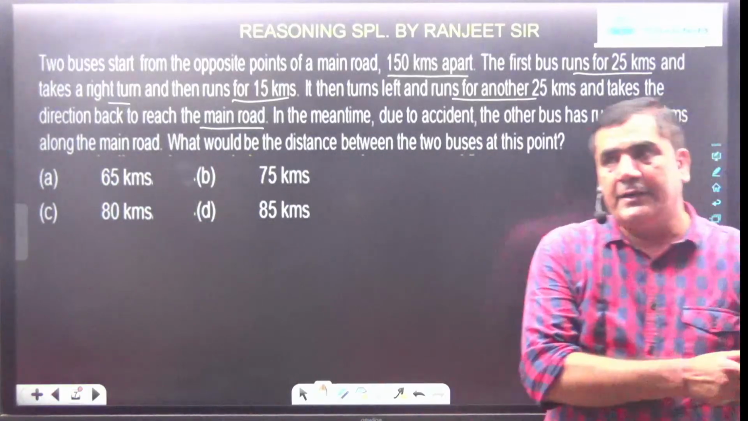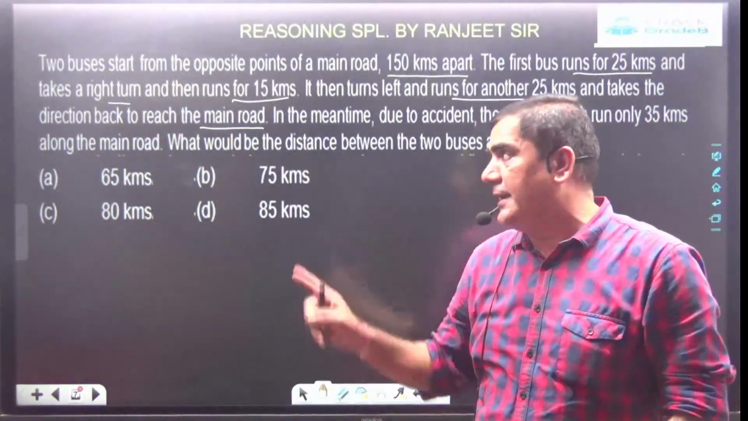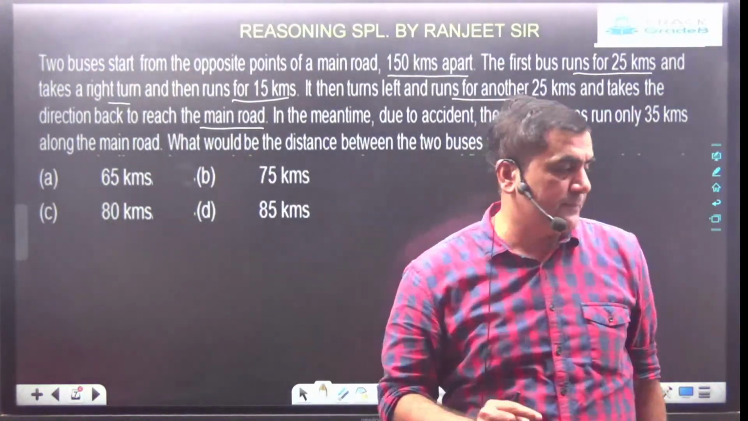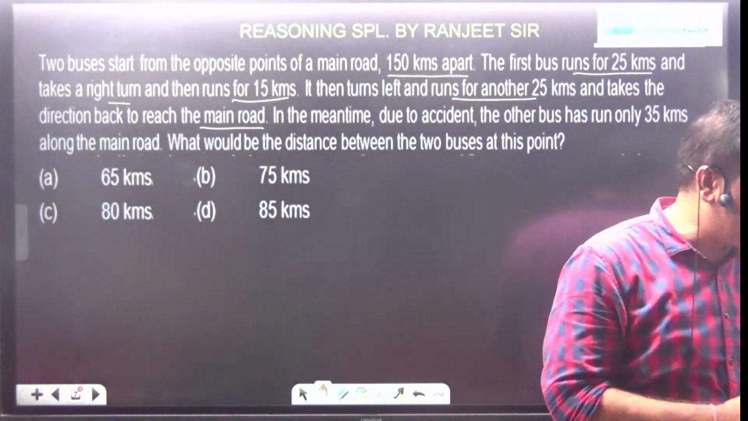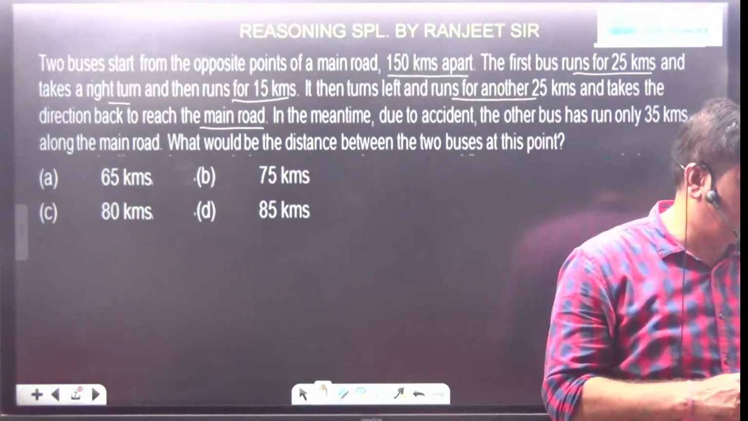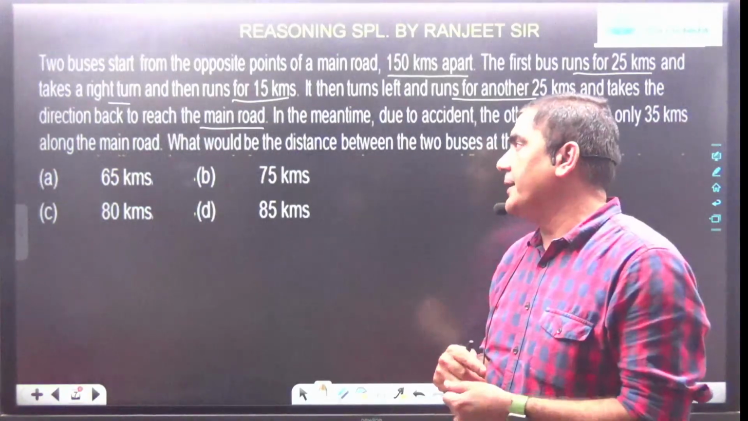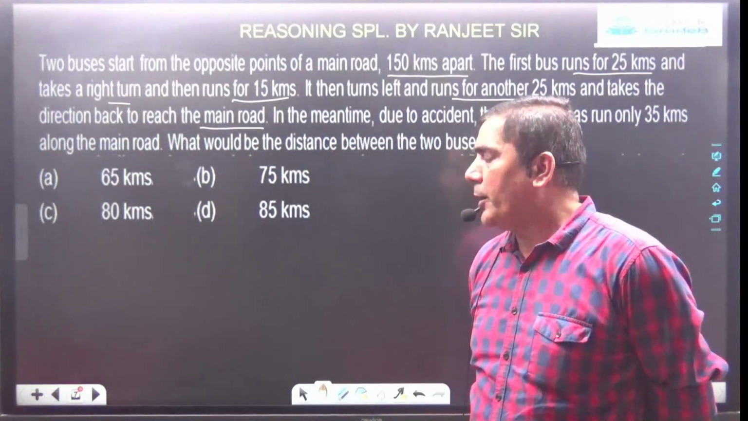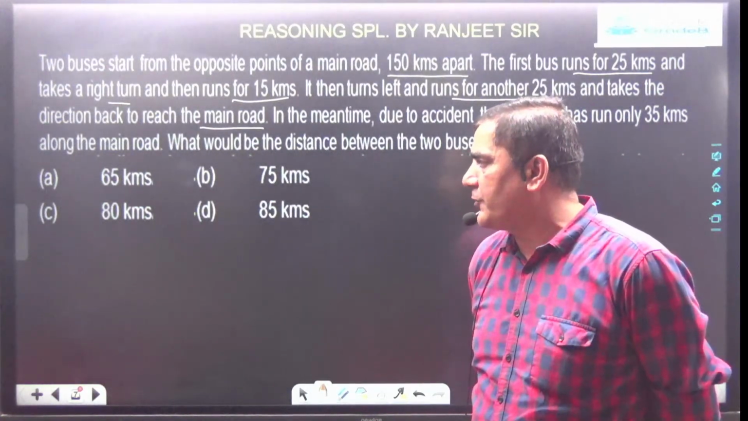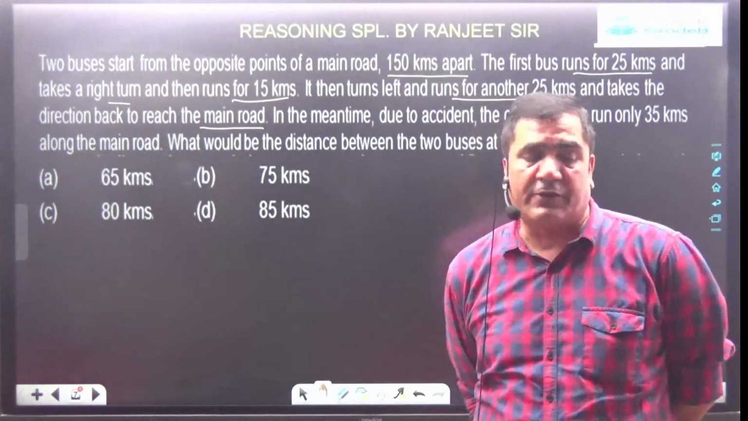You have to find the distance between the two buses at the last point. How to get the answer for this one? Tell me, what's the answer? Anyone? Options are 65 kilometer, 75 kilometer, 80 kilometer and 85 kilometer.